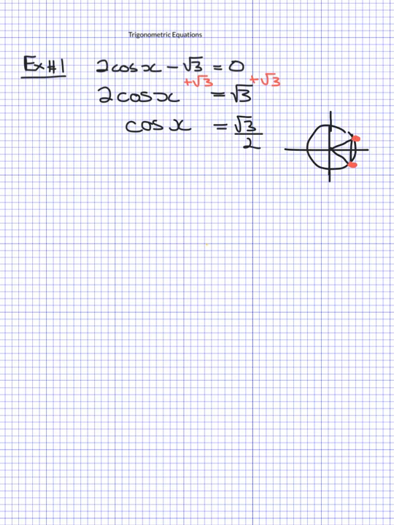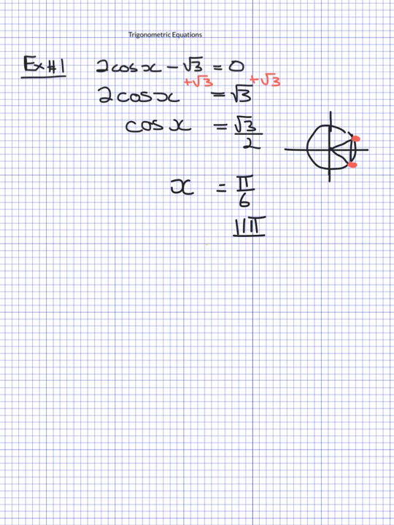So x is therefore equal to pi on 6. Or, if you look on your unit circle, it could also equal 11 pi over 6. Now, if you'll notice here, I'm not actually giving it a domain. I'm not giving any restriction on the value of x. So x could be any value.